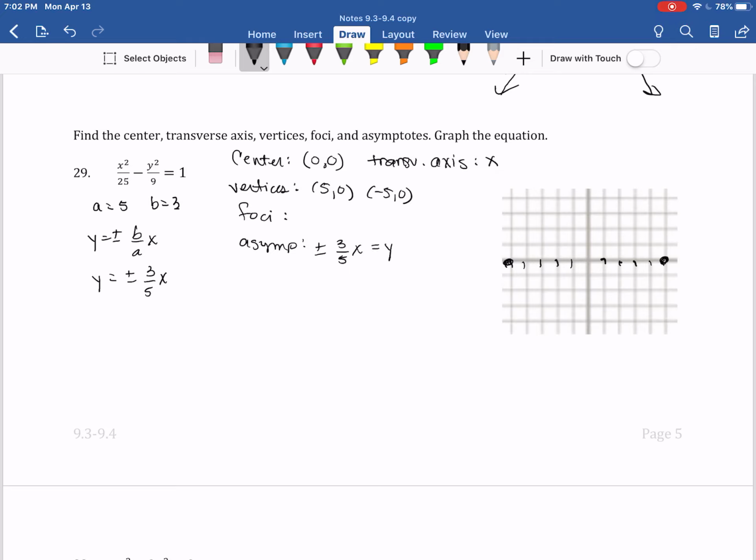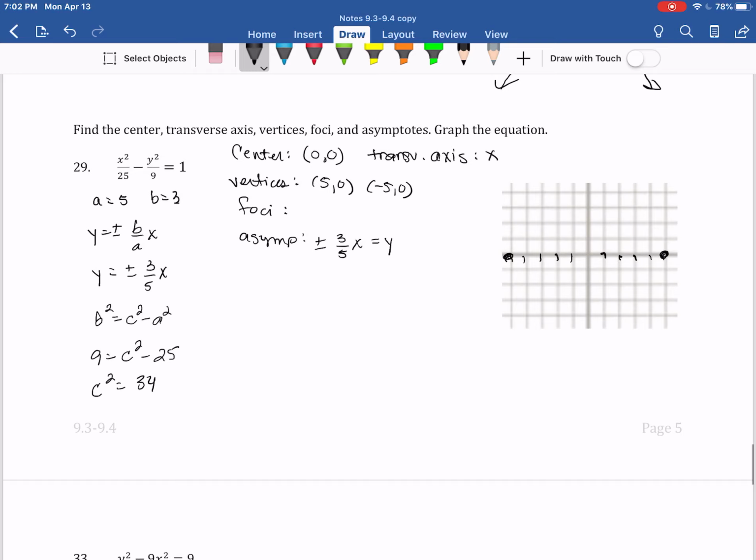And then the foci. So that relies on the value of c. And we know the relationship between a, b, and c from your formula sheet. It tells you that b squared is equal to c squared minus a squared. And we know that b squared is 9. And we know that a squared is 25. So we can find c squared, 36. Nope, 34. Sorry about that. 34. And so c is the square root of 34, which is a little less than 6, okay?